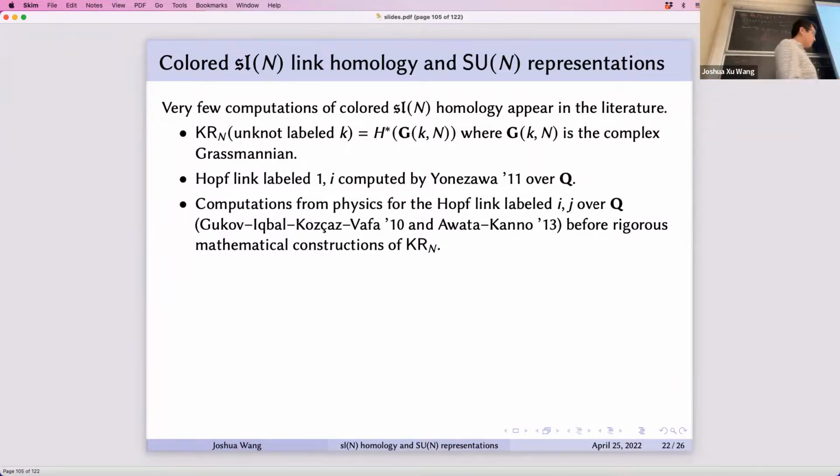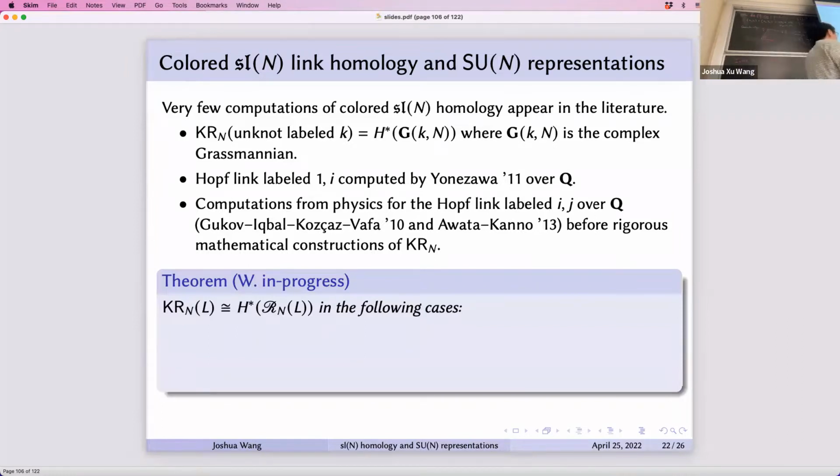So the conjecture, or the heuristic, the story that I've been presenting, suggests that maybe the colored SLN homology of 2n torus links matches the cohomology of that space of representations. That's a pretty non-trivial claim. That's a pretty non-trivial sort of assertion. And I'm working on it.